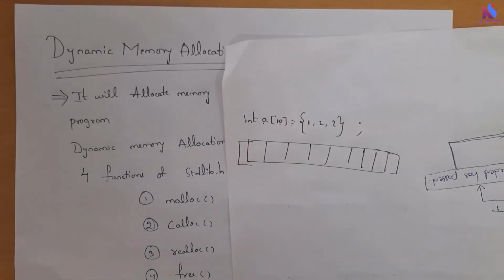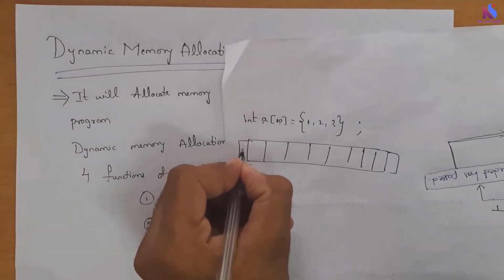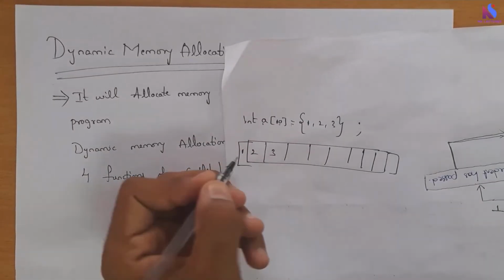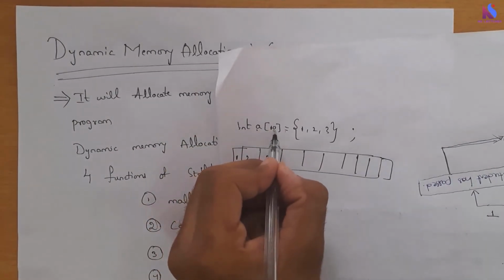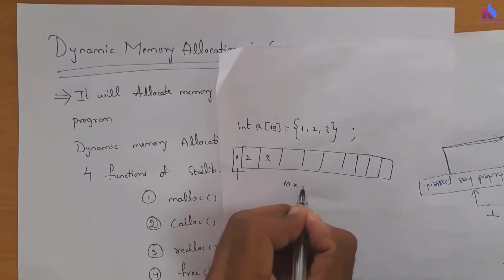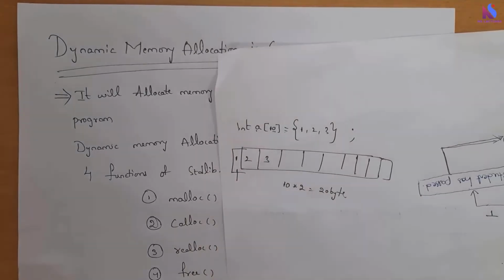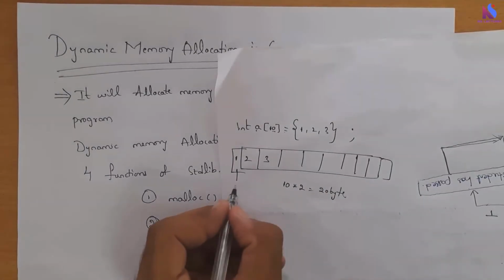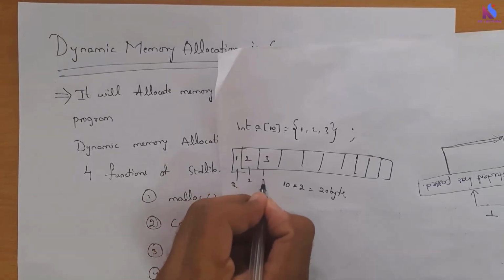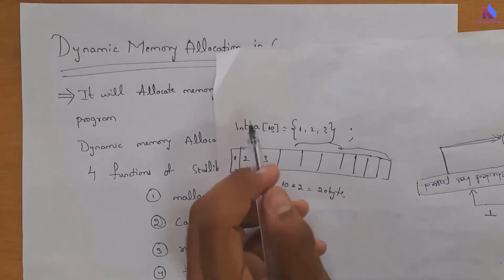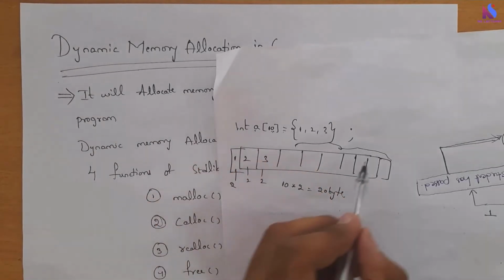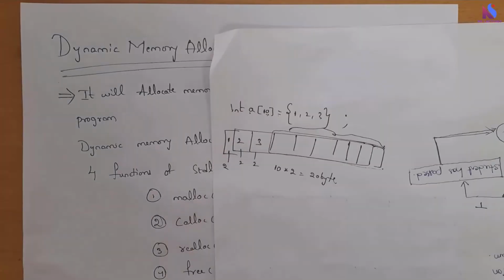So in total it will create 10 blocks, and this 1 is stored in the first block, 2 in the second and 3 in the third block. As we know, an integer will occupy 2 bytes of memory. So here I gave size as 10, so it will occupy 10 into 2, that is 20 bytes of memory, but I gave only 3 values. So this will occupy 2 bytes, 2 bytes, 2 bytes, and all the remaining memory is wasted. Though I gave size as 10, I initialized only 3 values, so all the remaining memory is wasted. In order to overcome this problem, that is, in order to save memory, we use dynamic memory allocation.